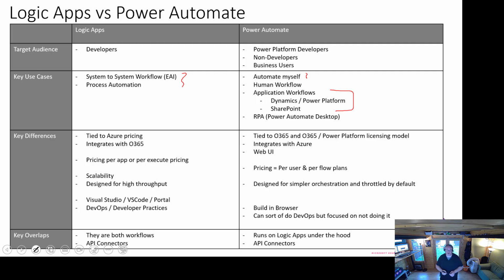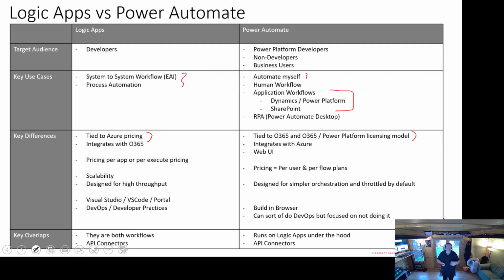So when it comes to pricing, that's where Logic Apps are part of your Azure pricing model, and Power Automate's part of your Power Platform Office 365 license and model. So there's some key differences there. Now, in terms of Logic Apps, you have choices around consumption, where you're pay per execution and per action.